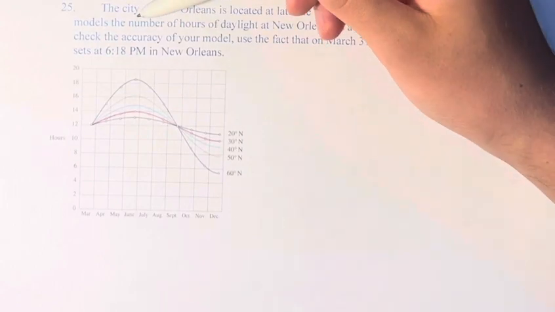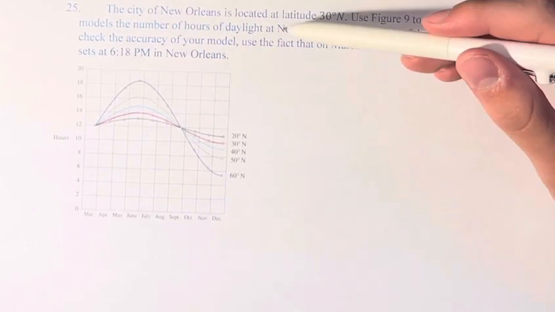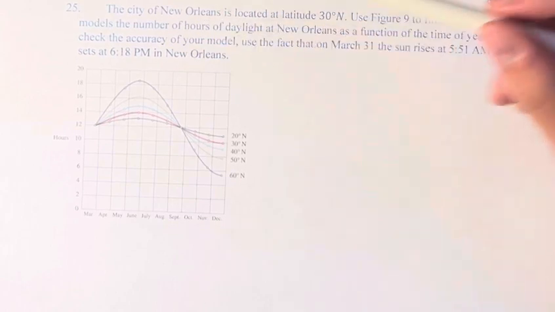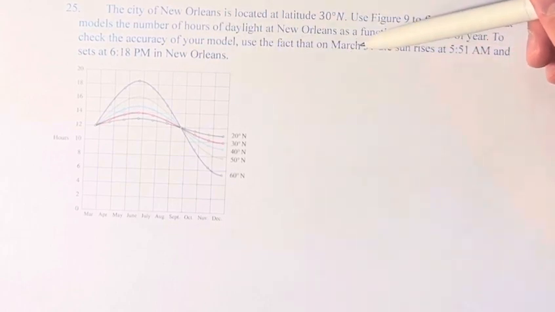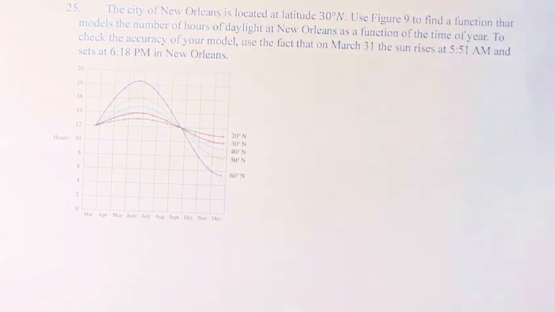In this problem, we're told that the city of New Orleans is located at latitude 30 degrees north. We're asked to use figure 9, which we have right here, to find a function that models the number of hours of daylight at New Orleans as a function of the time of the year, and to check the accuracy of the model, use the fact that on March 31st, the sun rises at 5:51 a.m. and sets at 6:18 p.m.